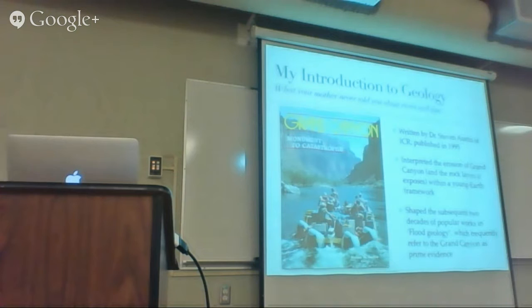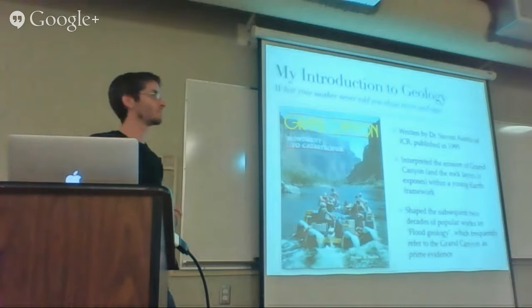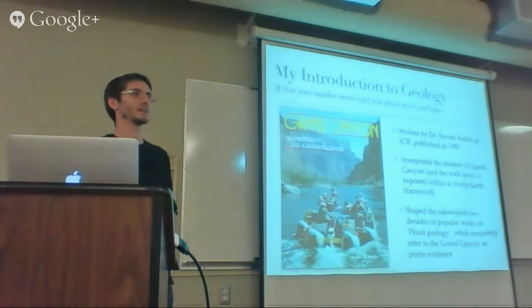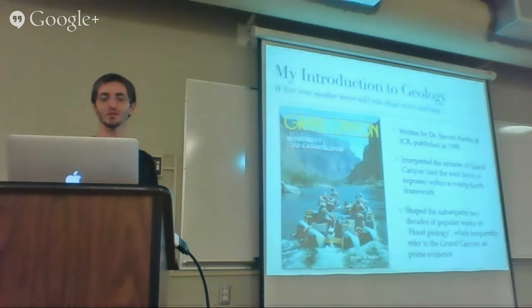It was written by Dr. Steve Austin, who is associated with the Institute for Creation Research. It was published in 1995. Dr. Austin argued that the Grand Canyon could not be explained by conventional geology, and that the layers of rock lining the walls of the canyon were not deposited in ancient oceans and deserts over millions of years, and a river did not carve the canyon over millions of years. Instead, the Grand Canyon actually formed soon after Noah's flood in a catastrophic recession of the residual waters. And that happened only 4,500 years ago. So that's a really intriguing hypothesis.